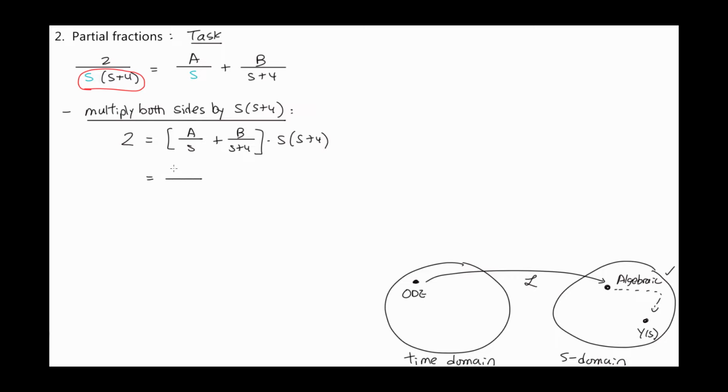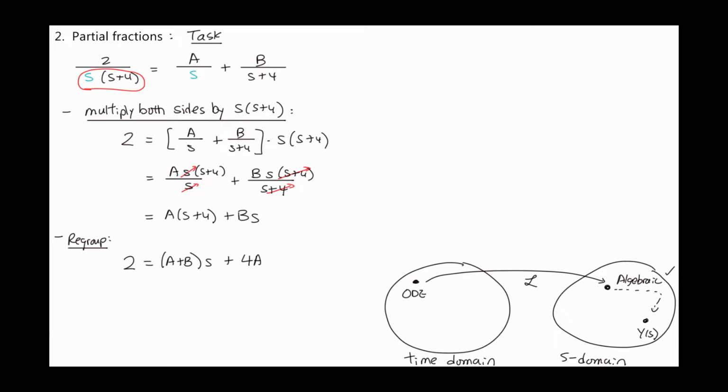Now we're going to multiply s times (s plus 4) into the first term and into the second term, like so. What always happens is you're going to have lots of cancellations. After that, you clean it up so that you get A times (s plus 4) plus B times s. Now we're going to regroup the right hand side so that we get (A plus B)s plus 4A, where A plus B is the coefficient of s and 4A is a constant term.